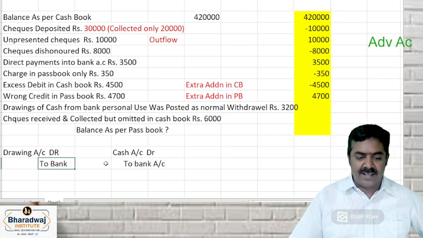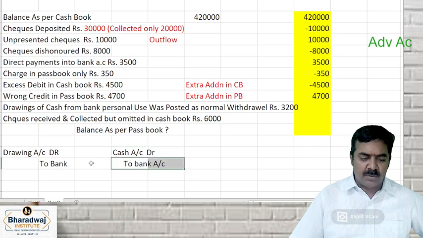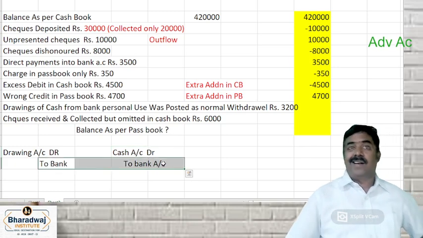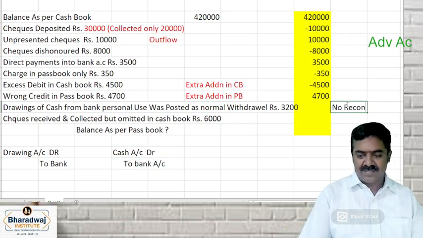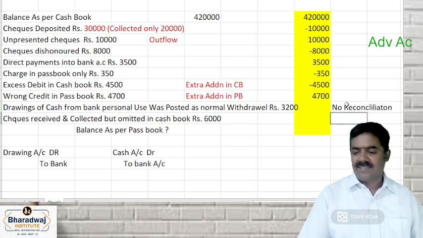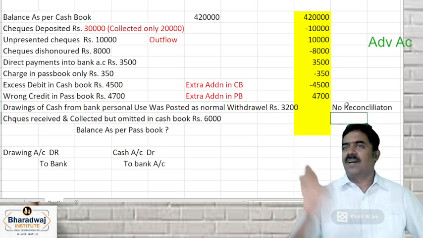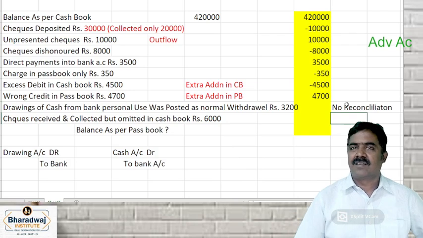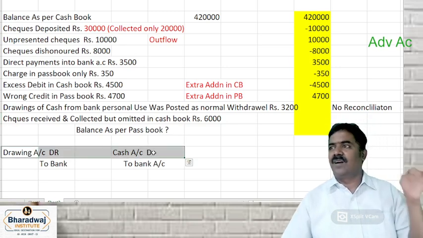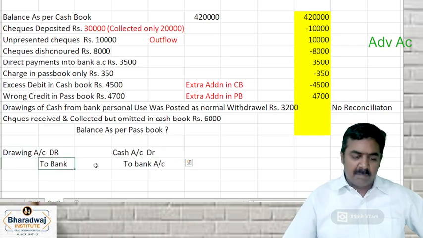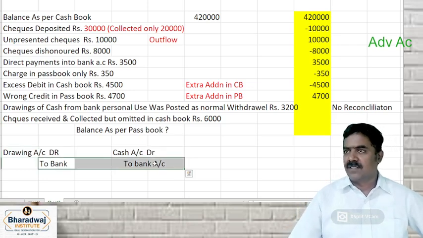Is there a mistake in the bank column? Bank should be credited. Yes, we credited. We should have entered drawings to bank, but we entered cash to bank. Is there a mistake in entering in the bank column? No. So no reconciliation. Sir, when cash is dropped in bank, what happens to the bank balance? It will go down. Have we reduced? Yes, but the debit has the mistake. The mistake is between what? Drawings and which one? Cash. In the bank column anyhow it is adjusted.